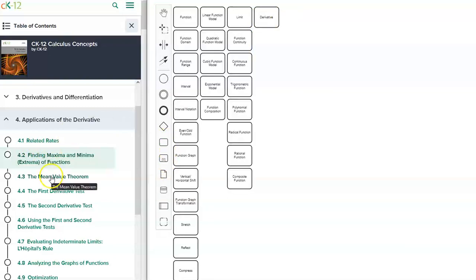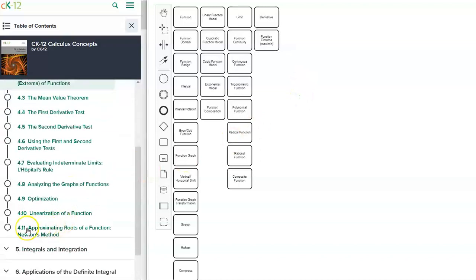Related rates. Finding maxima and minima or extrema of functions. So if they're grouping those together, we can group them as well. Call them function extrema. And that, I'll put it in parentheses. Maxima, minima. Fancy words for maximum and minimum. There we go. Mean value theorem. How many are there? We have 11.